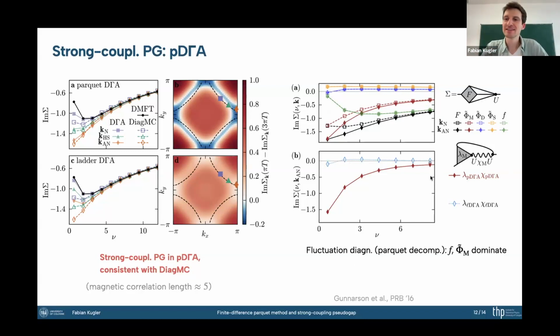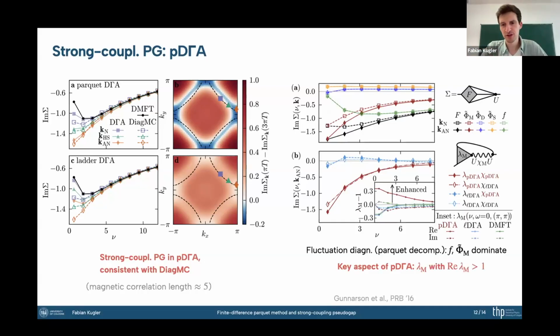Let's keep the Hedin vertex from ladder D gamma A and just replace the susceptibility with parquet D gamma A. That doesn't give us anything. We still have this flat signal and not the strong insulating signal. So apparently it's not chi that takes the lead here. Instead, we might stick with the susceptibility of ladder D gamma A, but if we take the Hedin vertex from parquet D gamma A, then we get the strong insulating signal. So this shows that the key player is lambda m.